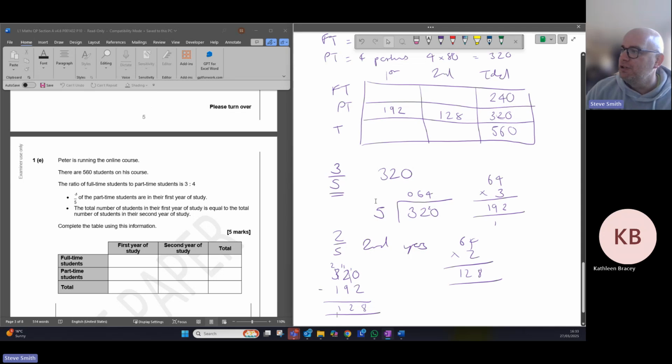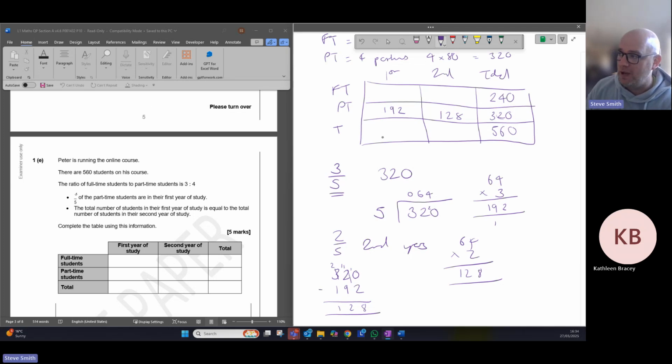Okay, so everything we've got so far is up to this point here. The total number of students in the first year of study is equal to the total number of students in the second year of study. That's quite a confusing statement, because we've got part-time students, full-time students, first years, second years. Think about what it's saying: the total number of first years is equal to the total number of second years. Doesn't matter about these two numbers we've already got. It's saying the total. So these two numbers are the same, and they have to add up to this total here.